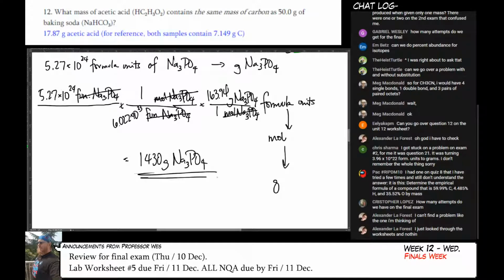Let's see here. Quiz 8. Determine the empirical formula of a compound that has these numbers. How many attempts do we get on the final? You get 2, like always.